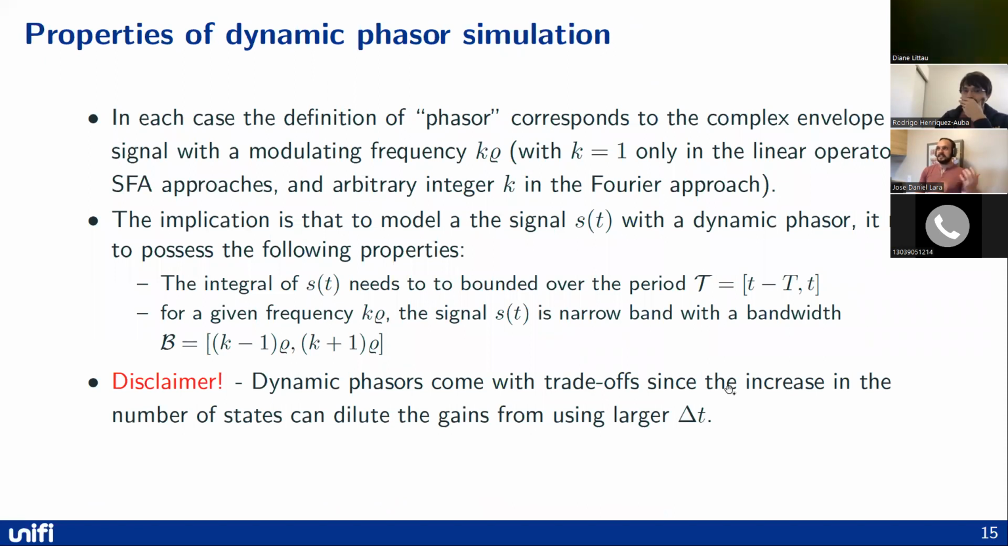And then, in each of these cases, the definition of phasor is basically that complex envelope of the modulating frequency k rho, and it's consistent across the three definitions used. So the implication of this gives us the first insight about when dynamic phasors can or should be used for representing a dynamic system, right? We need the property that the integral of s(t) needs to be bounded. So basically, we need to be able to calculate the Fourier series, and for a given frequency k rho, the signal we're trying to represent has to be narrow band with a particular bandwidth around the k rho, right?